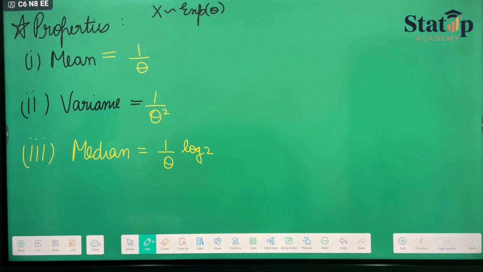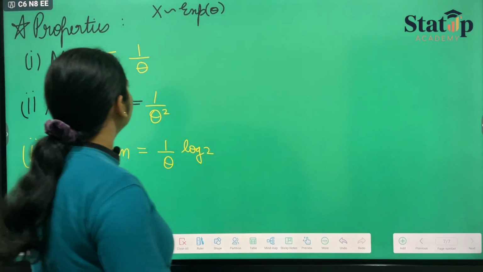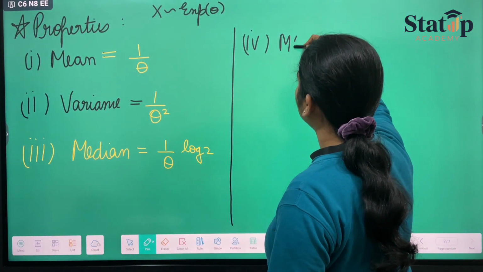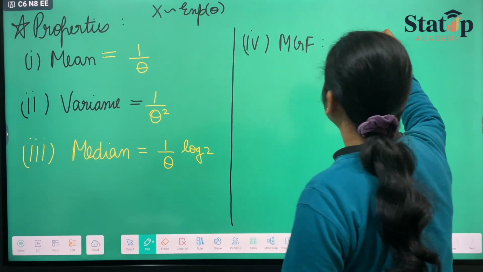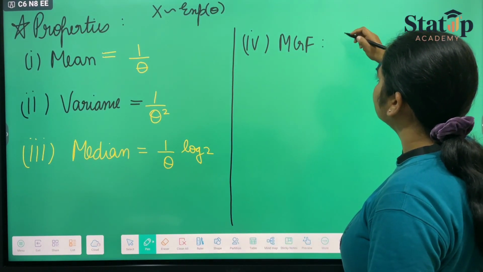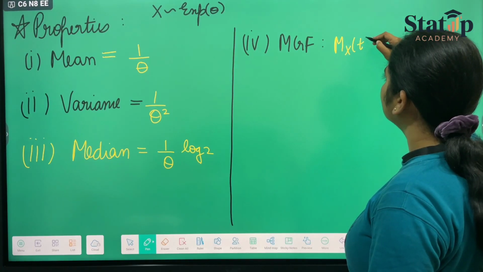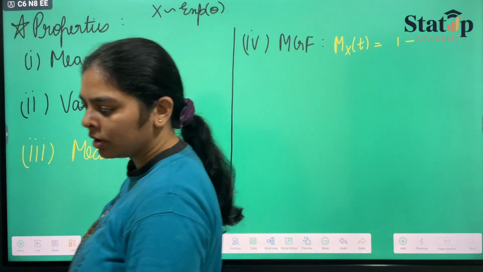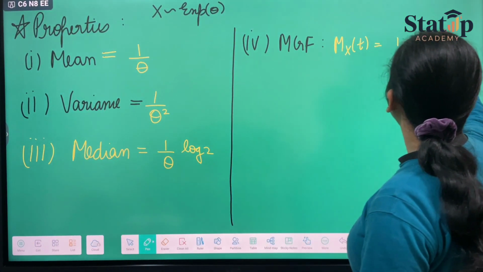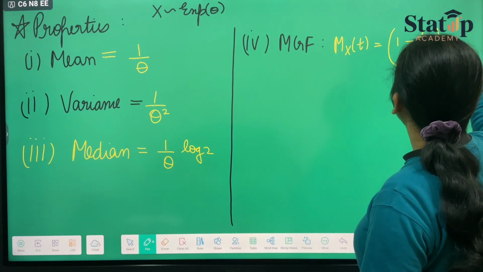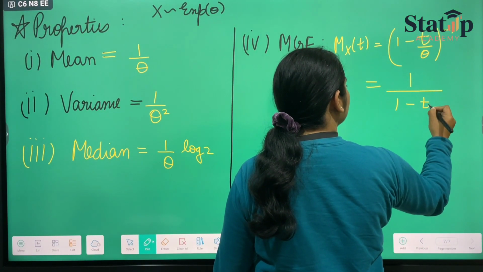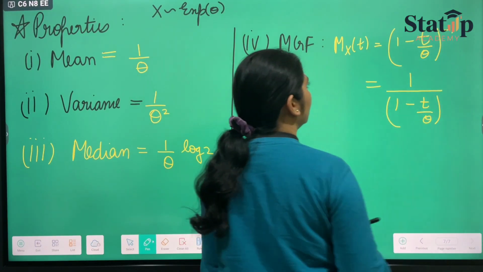Now there are one or two properties also on the MGF. If we talk about the fourth property, which is the MGF, moment generating function, then for the exponential distribution the moment generating function is denoted as M_X(t) = (1 minus t upon theta) raised to the power minus 1, which we can also write as 1 upon (1 minus t upon theta).